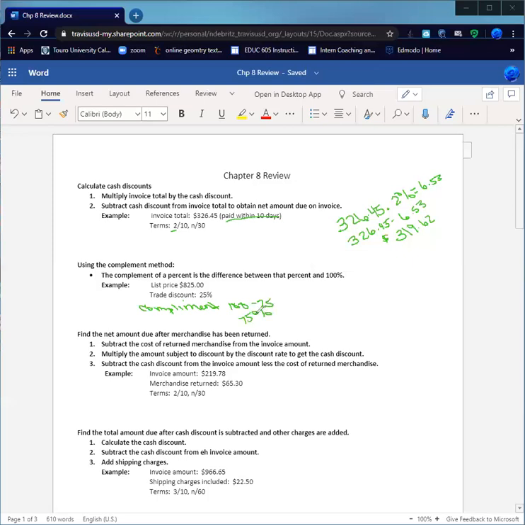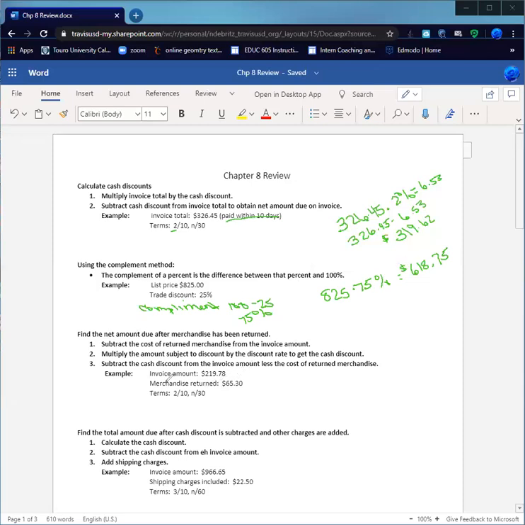So that's the first thing. You have to find the complement. Then you're going to multiply the list price, which is the $825, times the complement, which is 75%. And that's going to give you $618.75, which is how much they will pay if they pay and get the discount.